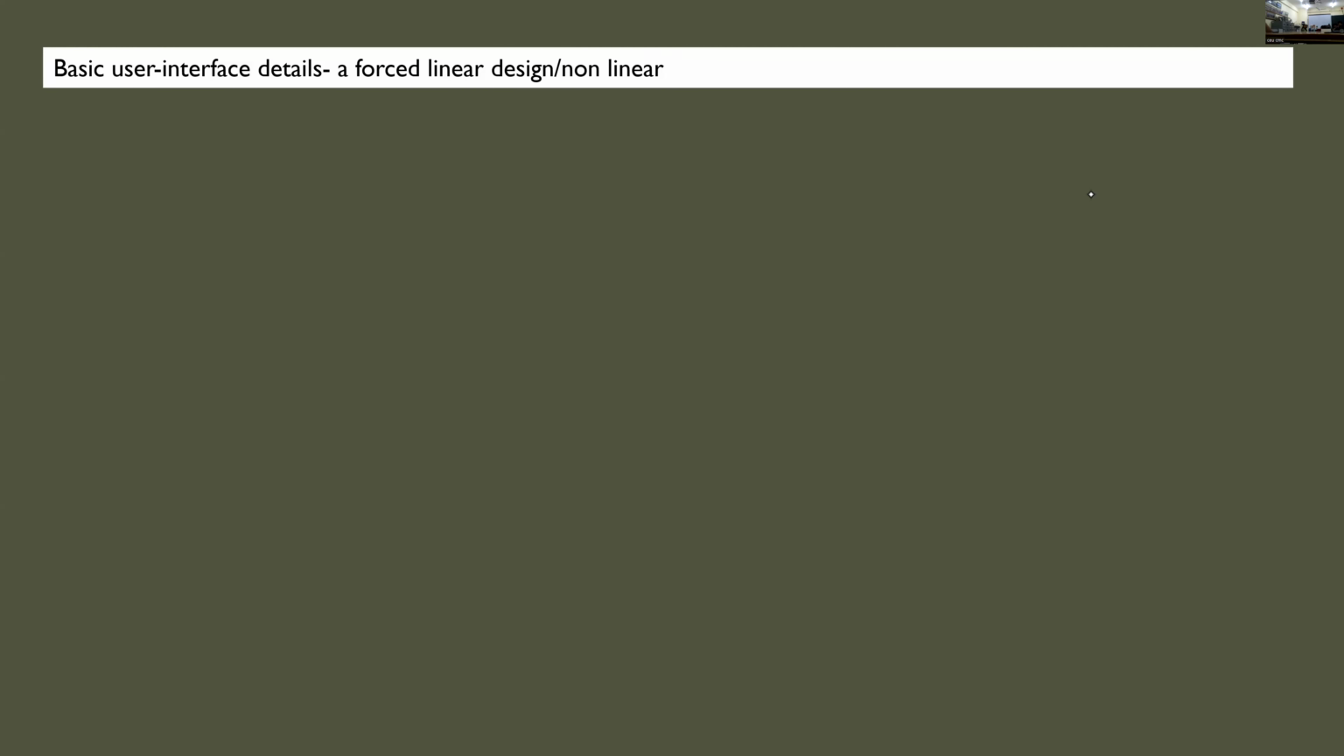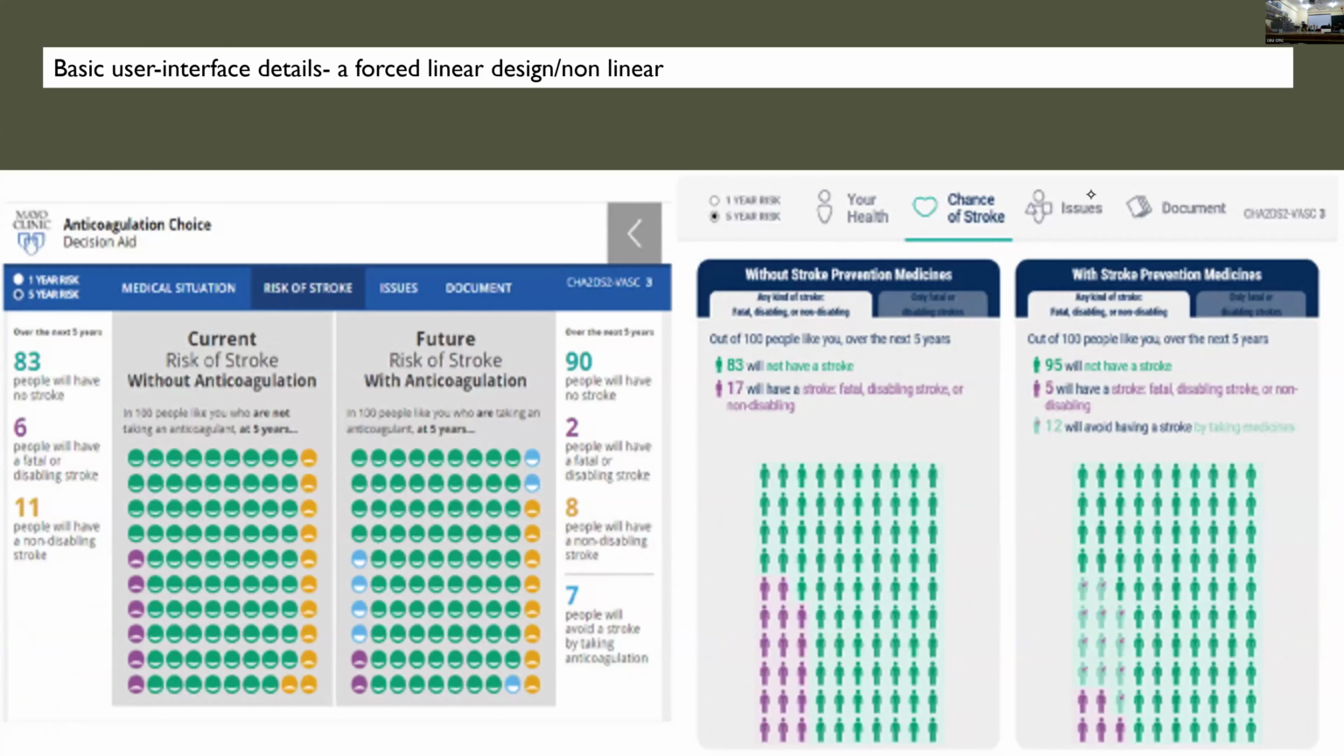Another issue they found initially was the user interface details. The first prototype they had was linear. So they had to go like this, then come to the next one. And they found that people found it difficult to navigate through that. So the final version was non-linear. You can read either like this or this, which increased the acceptability.